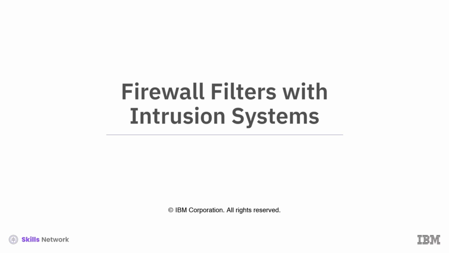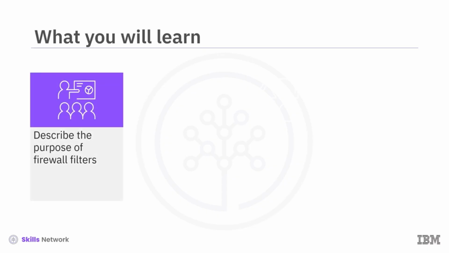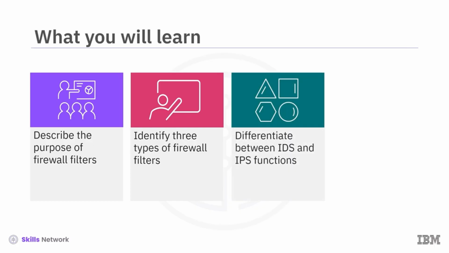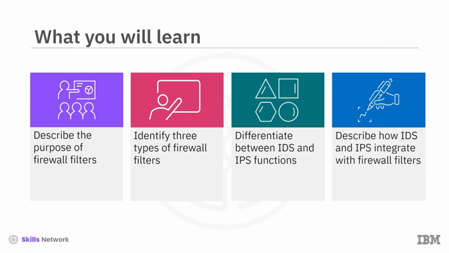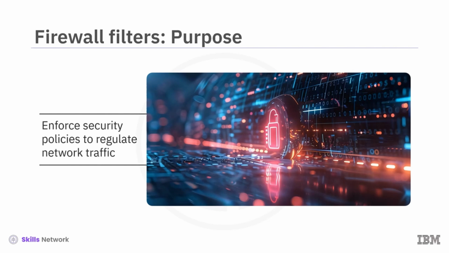Welcome to Firewall Filters with Intrusion Systems. After watching this video, you will be able to describe the purpose of firewall filters, identify 3 types of firewall filters, differentiate between intrusion detection system, IDS functions, and intrusion prevention system, IPS functions, and describe how IDS and IPS integrate with firewall filters. Firewall filters serve as gatekeepers, enforcing security policies to regulate inbound and outbound network traffic.